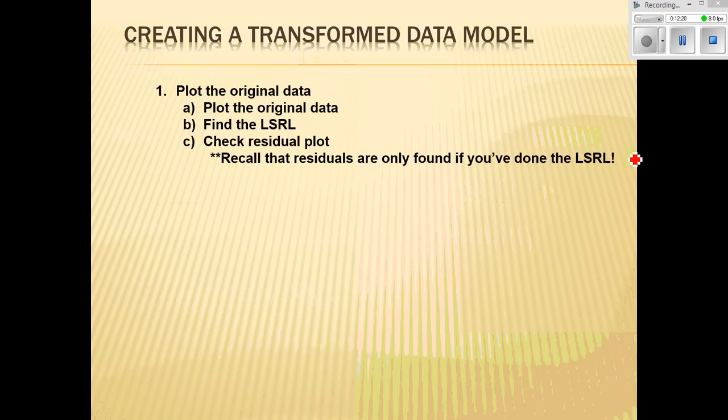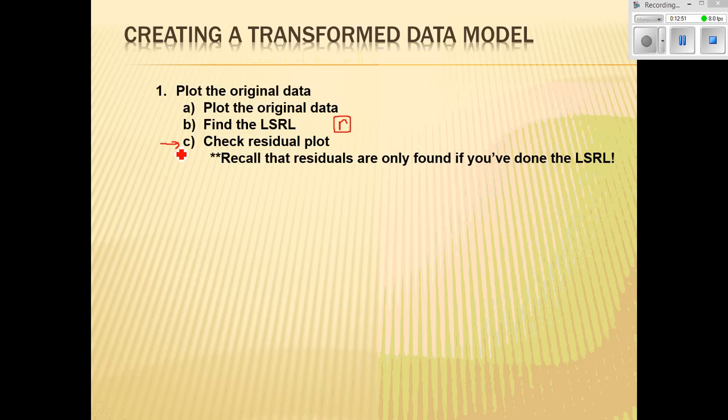So in order to create and transform this data, the first thing you want to do, plot the original data, find the least squares regression line, take a look at R, right? Between the original data, taking a look at the scatter plot, taking a look at R, that'll start to kind of tell the story. But the biggest piece of evidence that you want to use as you're trying to figure out, is this linear or is it not, is the residual plot. Remember that you can only do residuals after you found the least squares regression line.